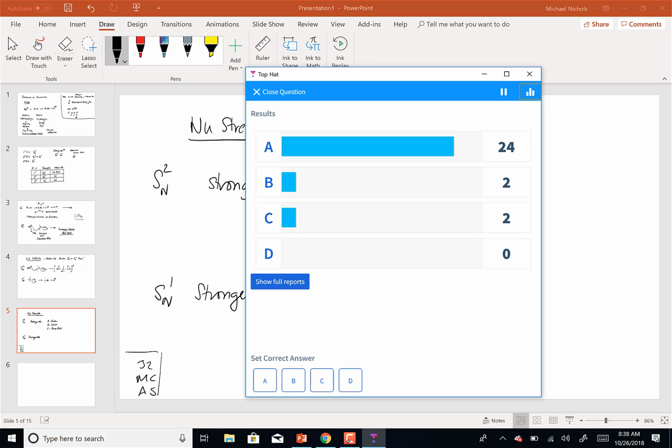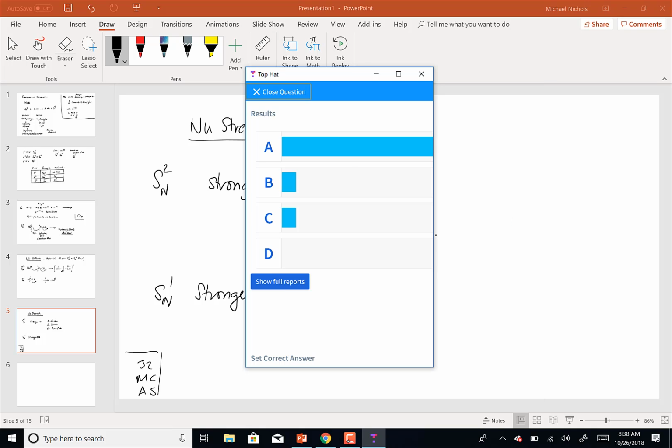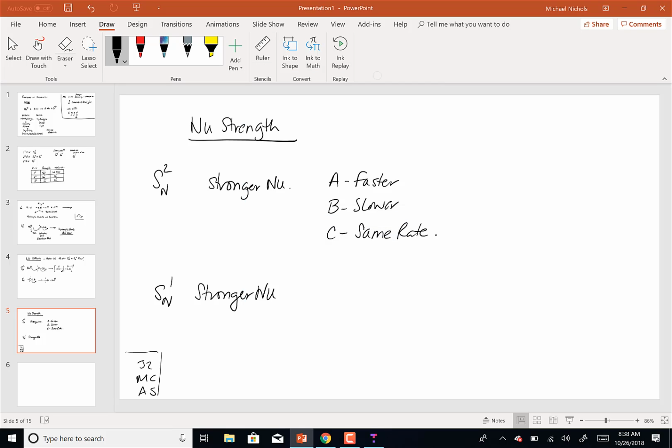Okay. What's our criteria? Our criteria is, is it part of the rate determining step? Is the nucleophile part of the rate determining step for SN2? Yes. Is it part of the transition state of the rate determining step? Yes. Will it affect the rate? Yes. How? Stronger nucleophile, able to kick off the leaving group, reaction goes faster.